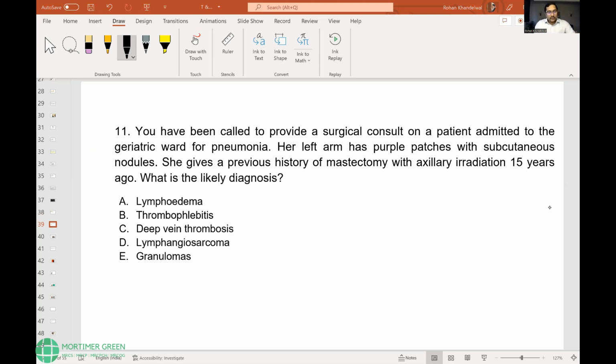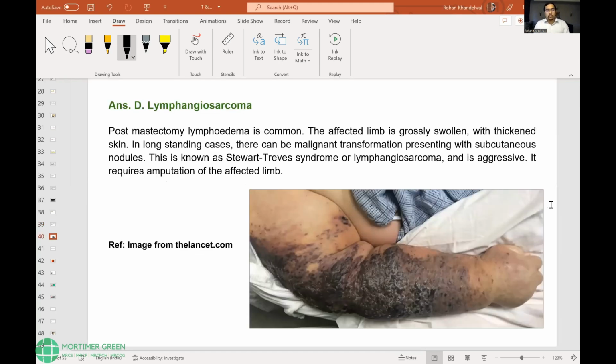That is correct. You can get lymphangiosarcoma, and this is known as Stewart-Treves syndrome, which is the development of a second malignancy. This is commonly seen in a long-standing lymphedematous limb. You need a gap of at least 8 to 10 years before Stewart-Treves syndrome develops. It will present as bluish or reddish nodules.